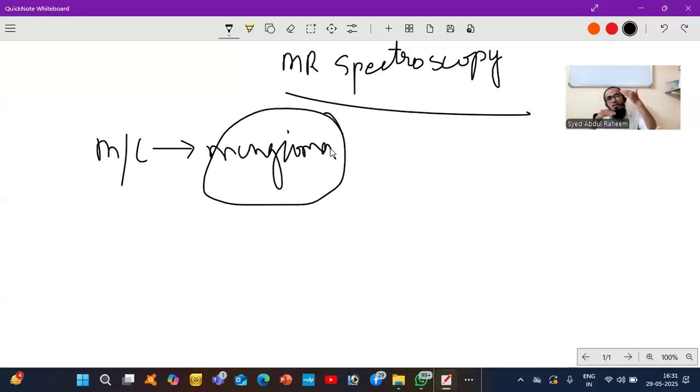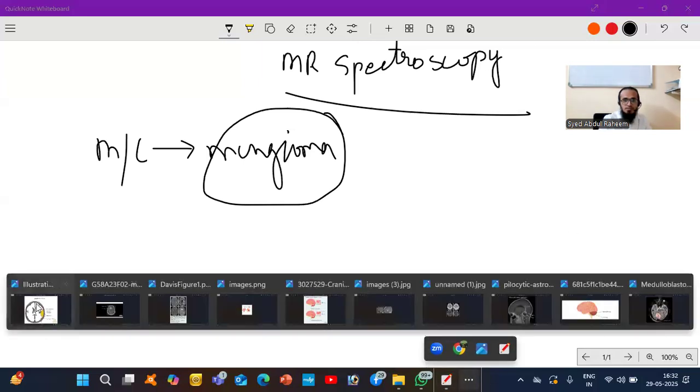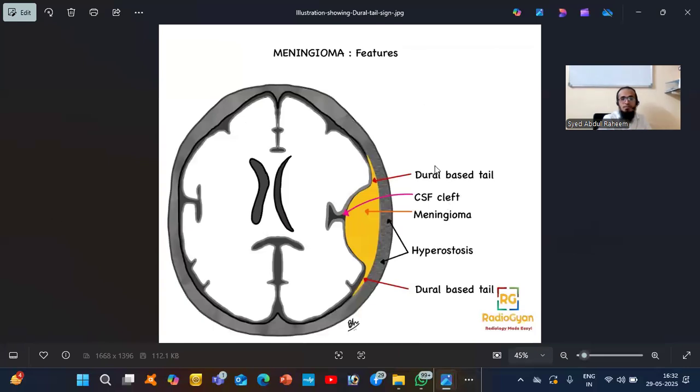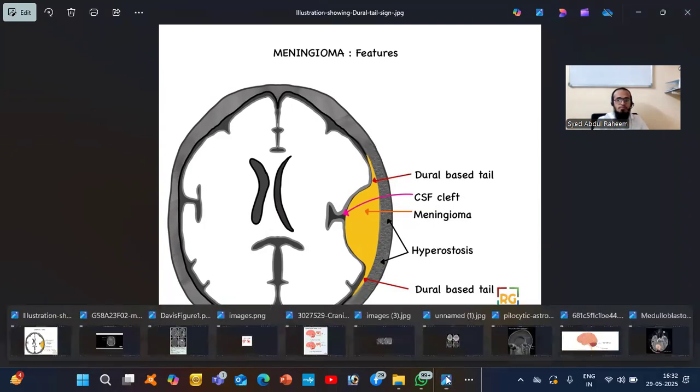Anywhere in the meninges, we have the dura mater, arachnoid mater, and pia mater. These are the coverings of the brain, and it can happen anywhere in them. Let's see the image of meningioma first. You can see this is the meningioma. This is the dura, and you have the CSF here. It is extra-axial, not intra-axial. It is not inside the brain; it is outside the brain, within the cranial bone. This is a very important thing we have to remember.